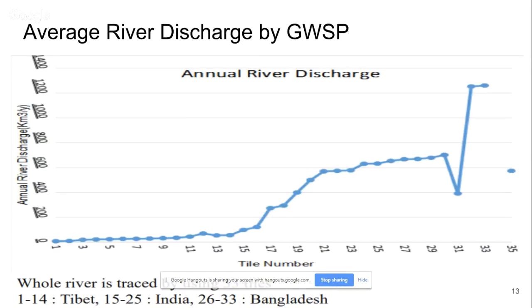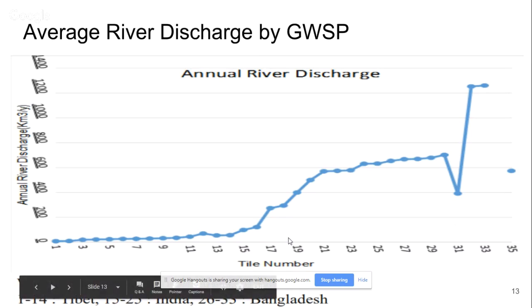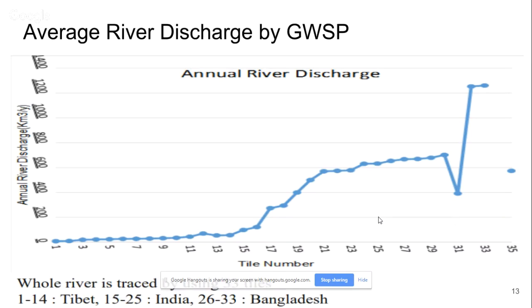As far as discharge is concerned, this study is carried out by GWSP, the Global Water Surface Project. According to this study, they traced the whole river in some 33 tiles, wherein this river includes the Sangpo in Tibet, then the Brahmaputra in India, and the Meghna in Bangladesh. Out of those, tiles 15 to 25 experience the heaviest water discharge, and the river Sangpo in Tibet receives the minimum of it.